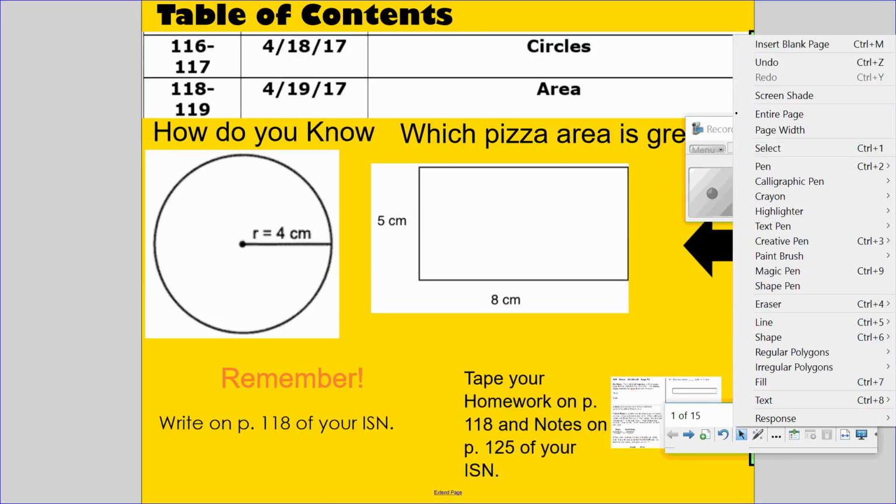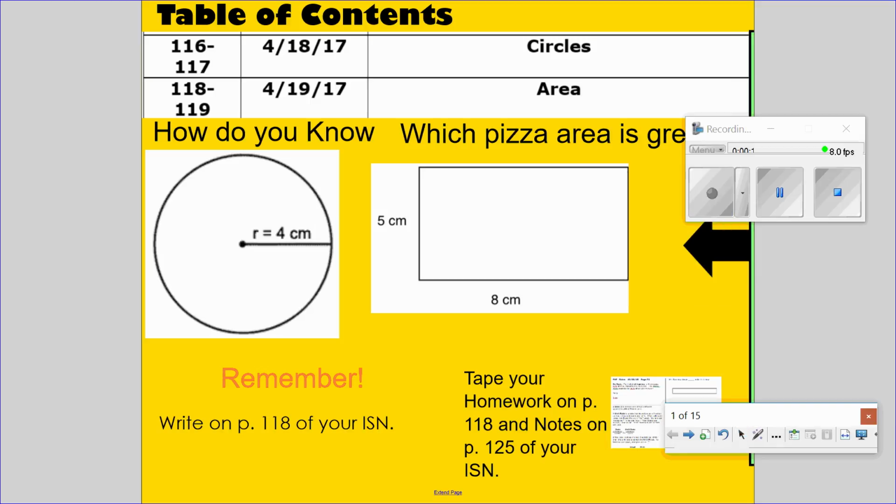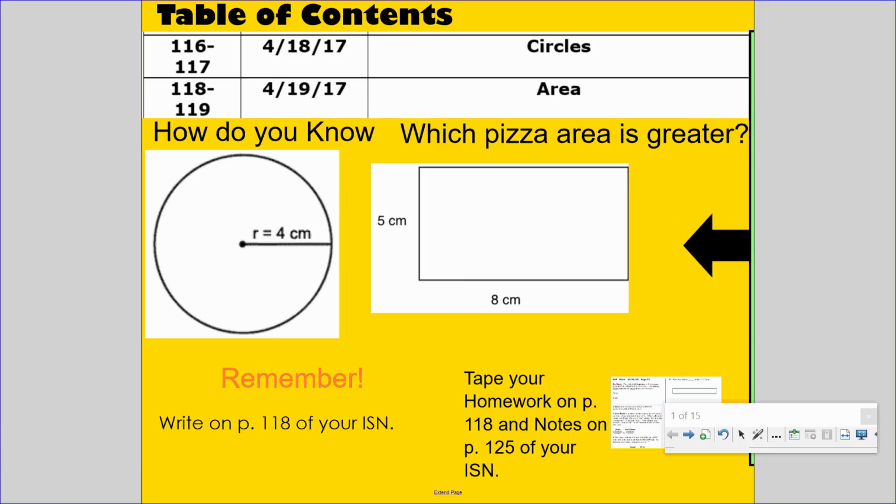Welcome. Today's lesson is over area of composite figures. Sounds very complicated, but actually it really isn't. It's just find the area of given shapes. So, before we do that, let's look at our number routine.